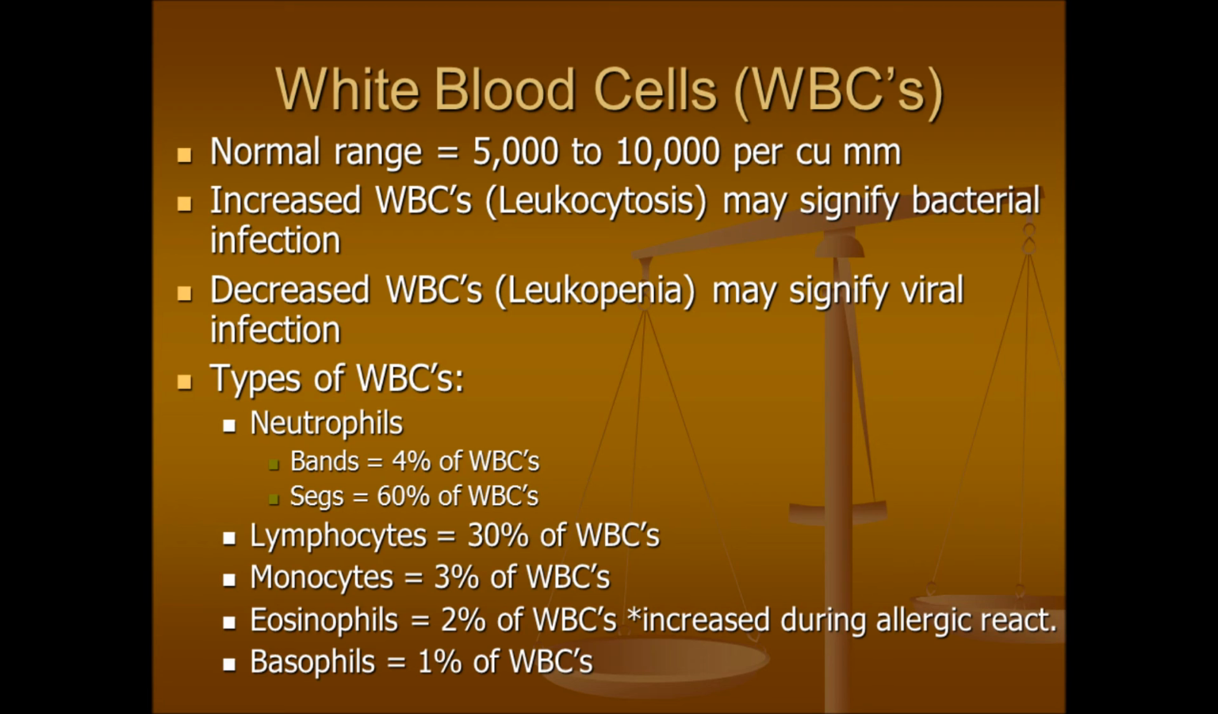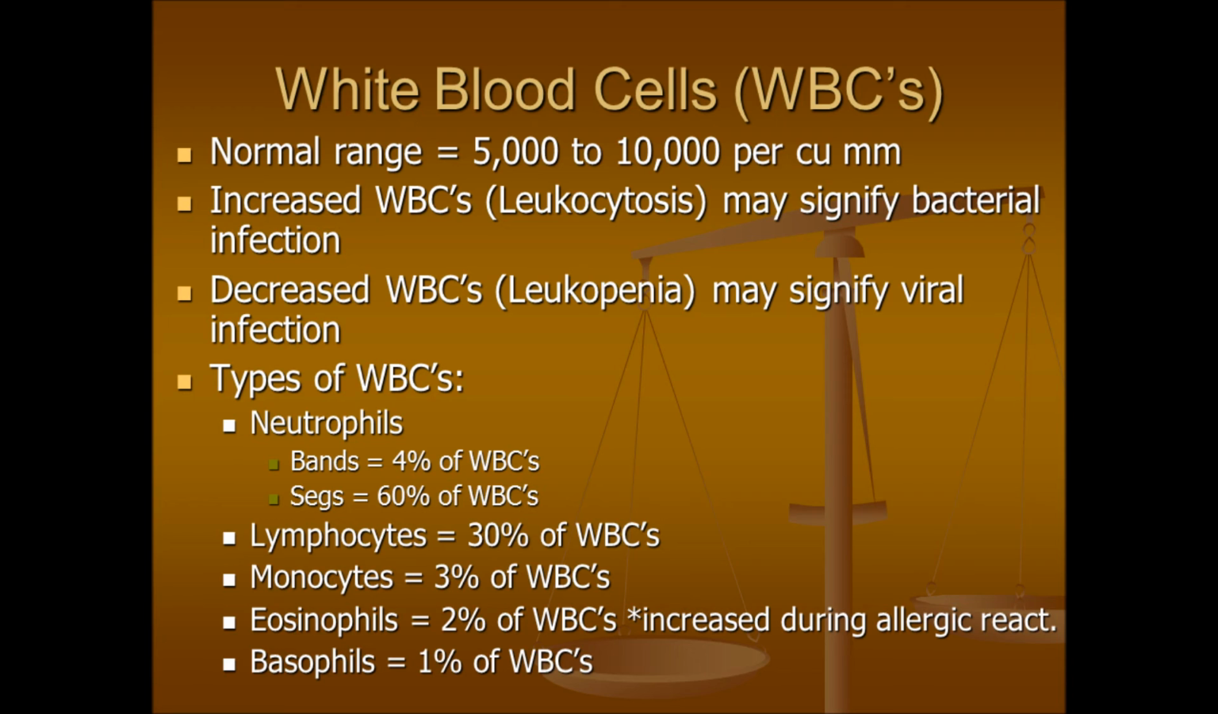If it's listed as 5 to 10, then it will be per 1,000 cubic millimeters. If it's not listed that way, it'll be 5,000 to 10,000. Increased white blood cells, the term for that is leukocytosis, and this may signify bacterial infection. If you have decreased white blood cells, this may signify a viral infection, and we call that leukopenia.